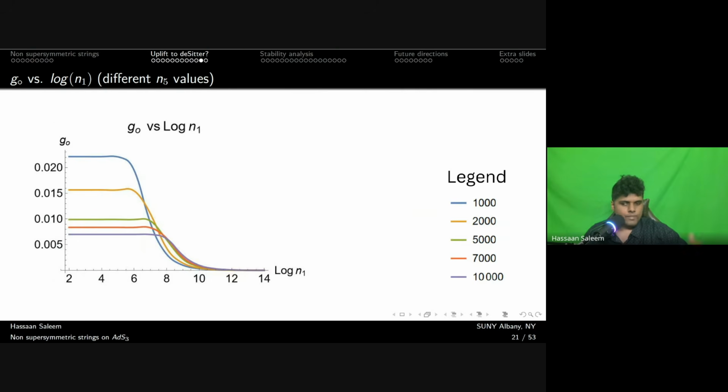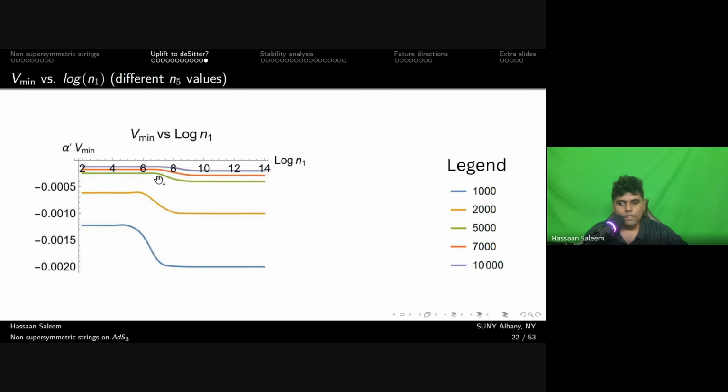I don't want to scroll all the way to very old slides, but if you remember the tree level solution for G, it was proportional to 1 over N1, which means that when N1 goes to 0, G diverged, but that's not the case if you include the one loop correction. So therefore, it's sometimes said that one loop corrected non-supersymmetric strings don't like strong coupling, because you can see that G never goes to big values here. So there is no strong coupling here.